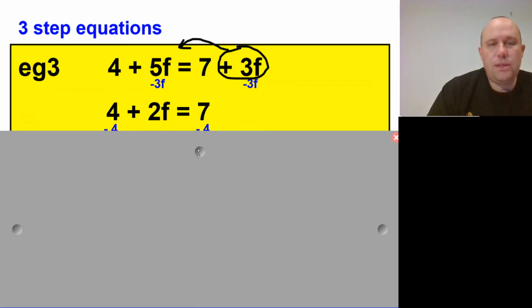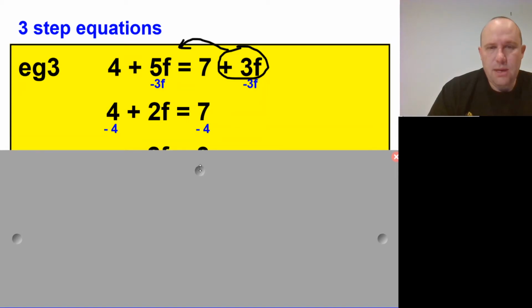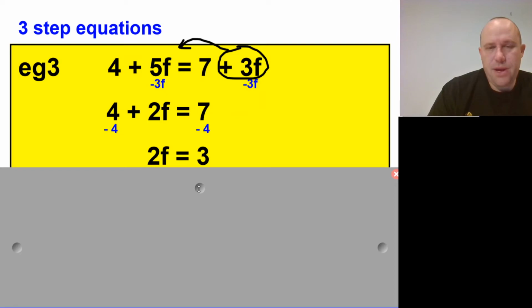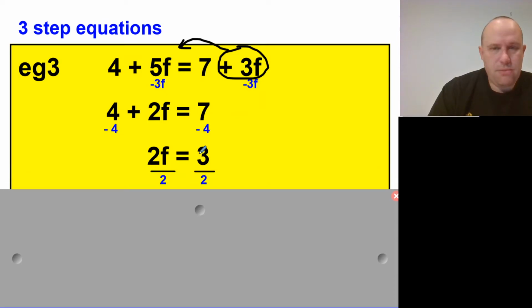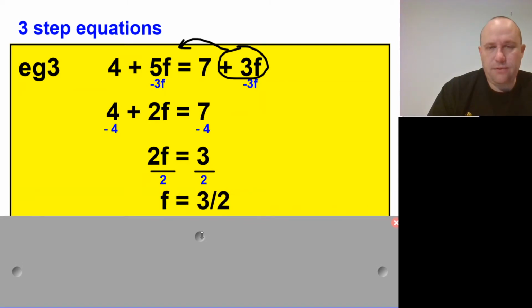I'm going to move my 4 to the other side. So take away 4. Because I'm trying to move things away from my f. 7 take away 4 is 3. And then divide both sides by 2. And 3 divided by 2, let's not put 1.5. Let's keep it as a fraction. Check if it simplifies. This one doesn't, so we're just going to leave it as 3 over 2.